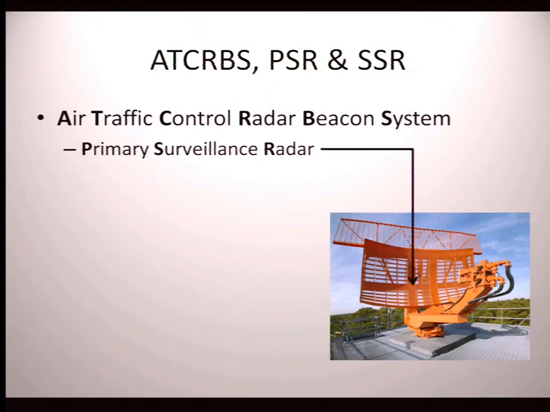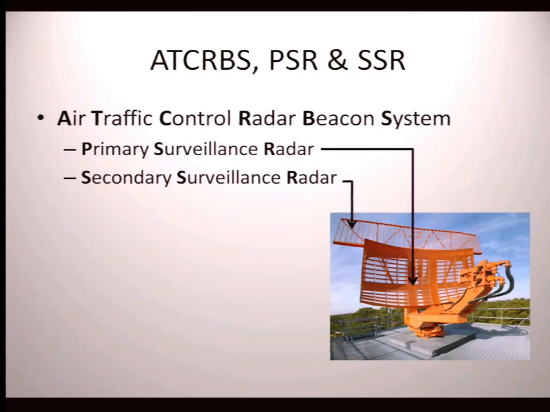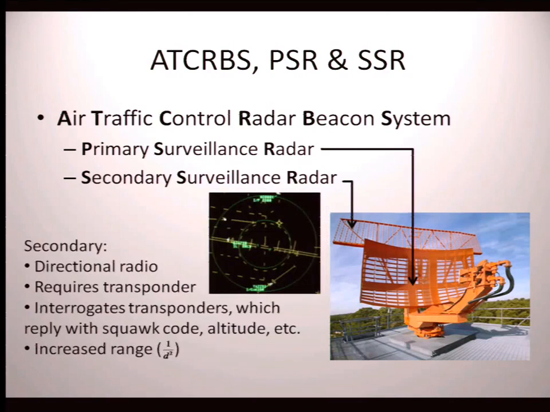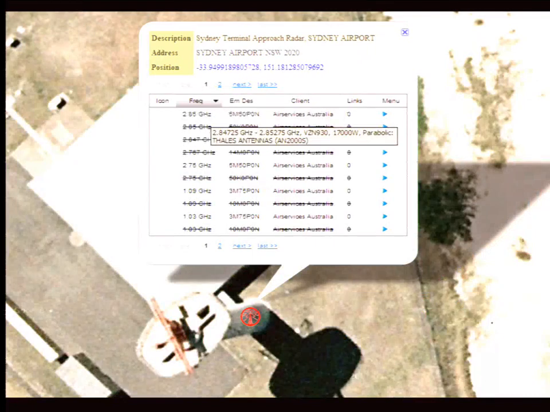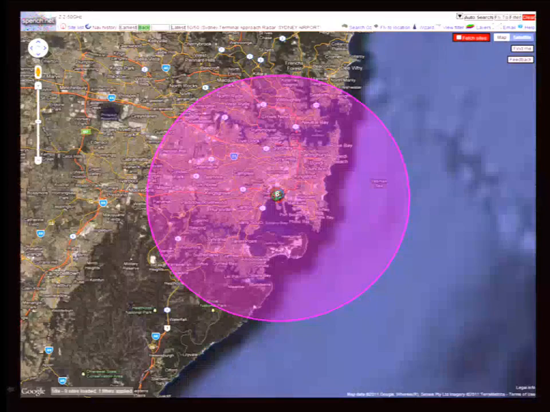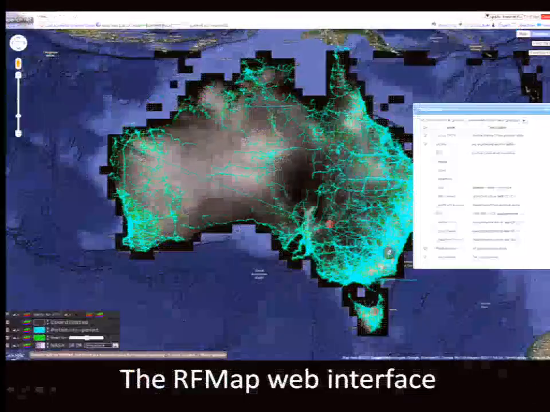So there's the primary surveillance radar and secondary surveillance radar. You might recognize this big radar that you've seen at the airport. The primary surveillance radar is the traditional one that sends out a pulse and waits for echoes from metallic objects like fuselages of planes. And the secondary system actually will ping a transponder, which has to be on the plane, and the transponder will reply back with things like altitude and squawk code and so on. So that's an active system. If you look up one of these radars, you can see it's rated about 17,000 watts, so quite a bit of power going out there. And it covers quite a broad area. This is the one in Sydney, where I'm originally from.